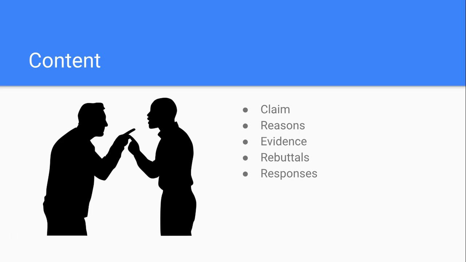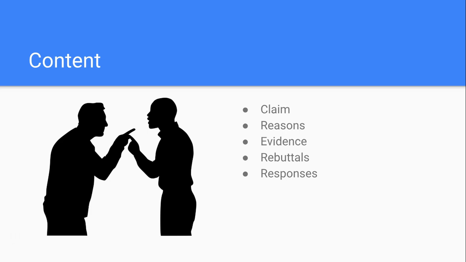And then we're going to have responses to those rebuttals to say why ultimately you are still arguing for this particular claim in spite of that, either because it's not looking at the greater good, or because they're using outdated information, or it doesn't apply in a particular circumstance that you're talking about, or whatever reasons you have to believe that your claim is still true despite that contrary evidence. That's what we're looking for in the content level.